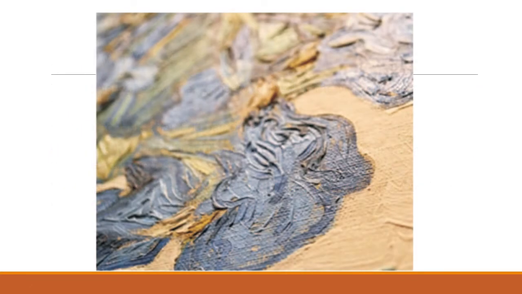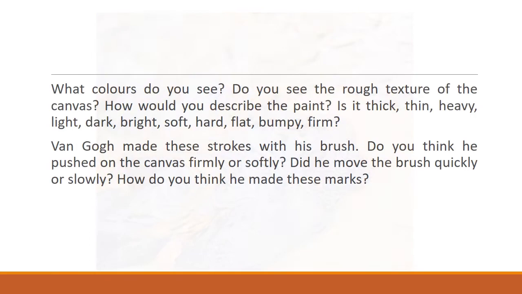So this is the picture of his painting. It's taken from one side to show you the details about his painting. How do you think the canvas is, or how he has used the color? What colors do you see? Do you see the rough texture of the canvas? How will you describe the paint? Is it thick, thin, heavy, light, dark, bright, soft, hard, flat, bumpy, firm?